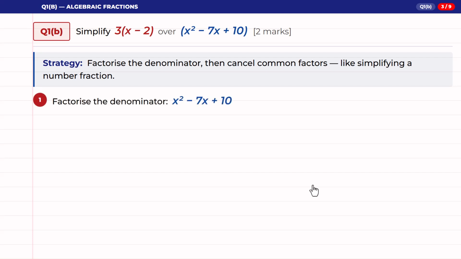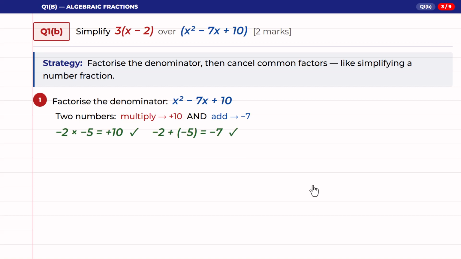Step 1. Factorize x squared minus 7x plus 10. I need two numbers that multiply to positive 10 and add to negative 7. The conditions are, the product must be positive 10, and the sum must be negative 7. Because the sum is negative, both numbers must be negative. Try negative 2 and negative 5. Negative 2 times negative 5 is positive 10, correct. Negative 2 plus negative 5 is negative 7, correct. Those are our two numbers. So x squared minus 7x plus 10 factorizes to x minus 2, multiplied by x minus 5.